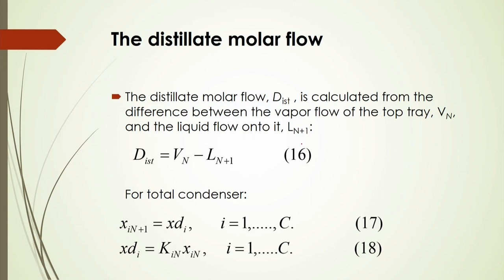Then you can calculate the distillate molar flow, which will be equal to V n, that is the vapor flow, minus L n plus 1, that is the liquid flow. So, for a total condenser, you can consider that x I n plus 1 should be equal to x d I, and also x d I should be equal to k I n times x I n. So, according to equations number 17 and 18, you can calculate the mole fractions in tray n plus 1 and also n.